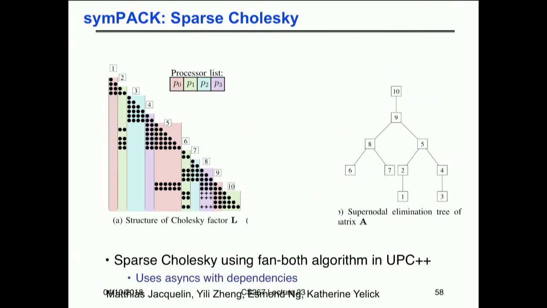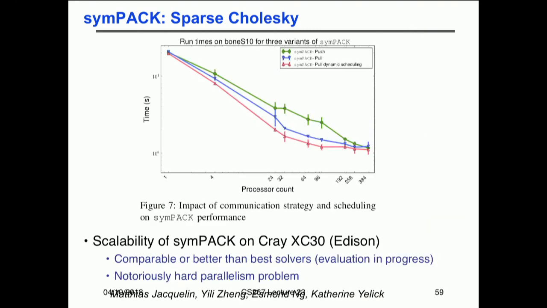This was some work by Matthias Jacqueline along with Yili Zheng and Esma Ning and myself. It was written in an earlier version of UPC++, and there are the speedup numbers for that. This was looking at the whole scheduling problem in advance and then executing it. It was running on up to 384 processors, I think on Edison. Yeah, on Edison. That's why you get the weird number of processors, because there are 24 cores per node.